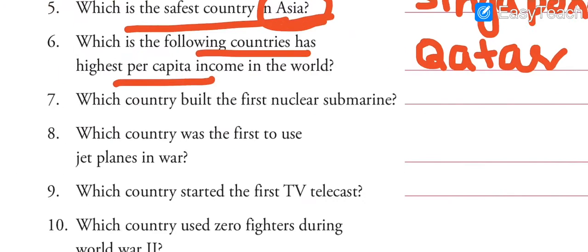Qatar has the highest per capita income in the world. Now, what is the meaning of this word, per capita income? Per capita income, or if I clearly say the average income, measures the average income earned per person in a given area in a specified year. That means we are talking about a particular year, and the average income earned by a person in that given area in that specified year is the per capita income.